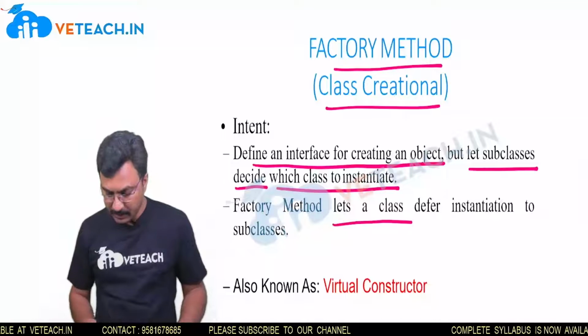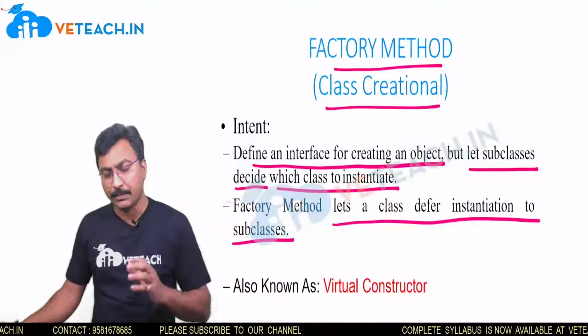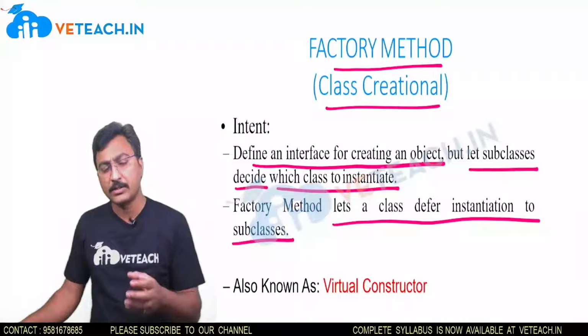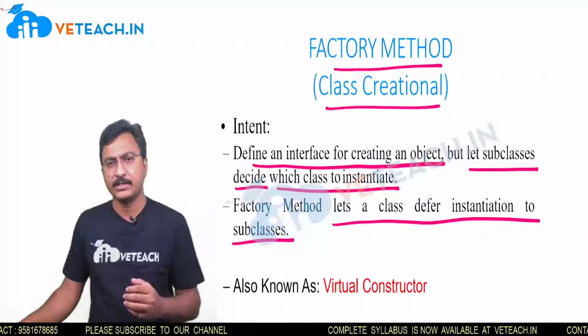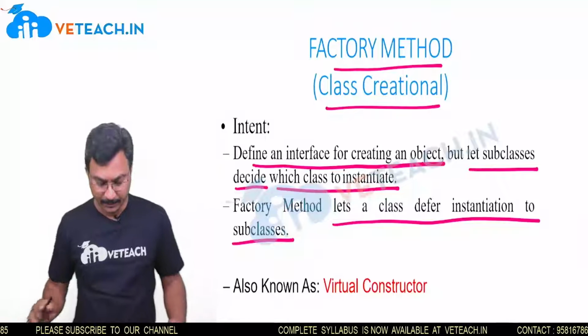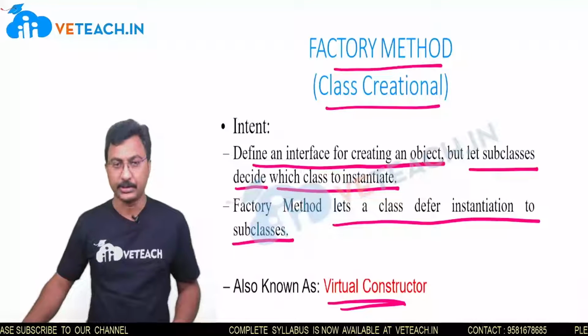It also lets a class defer the instantiation to subclasses. Yes, subclasses. You can instantiate all subclasses, or you can defer the instantiation of a few subclasses, which is also possible with a factory method. So this is also known as a virtual constructor.